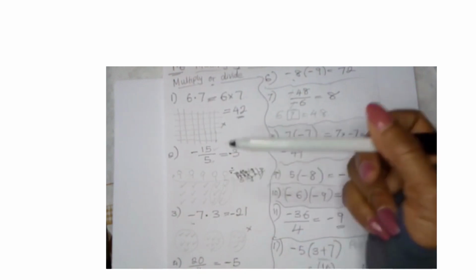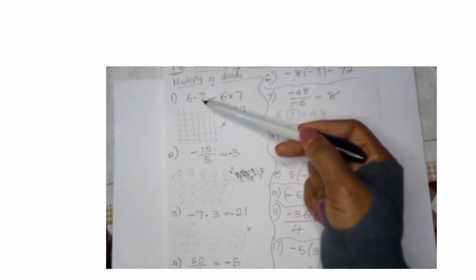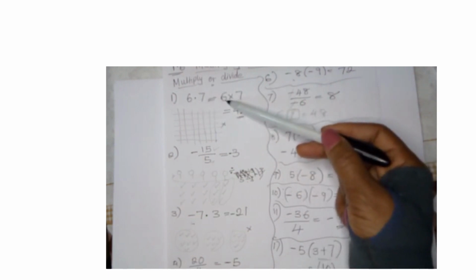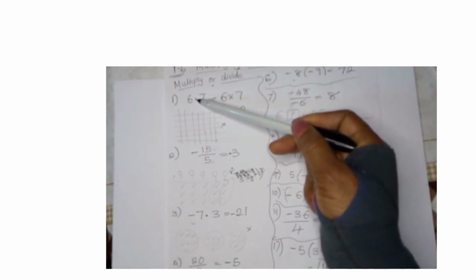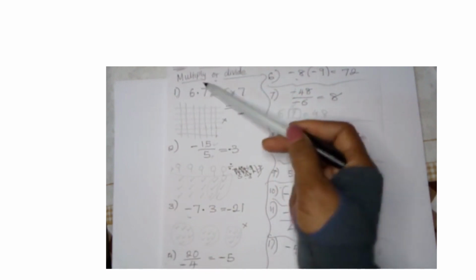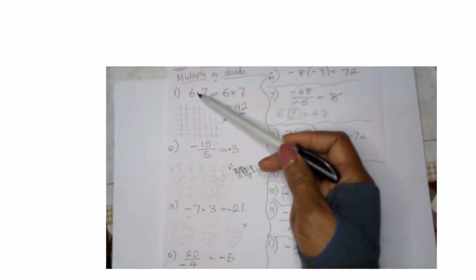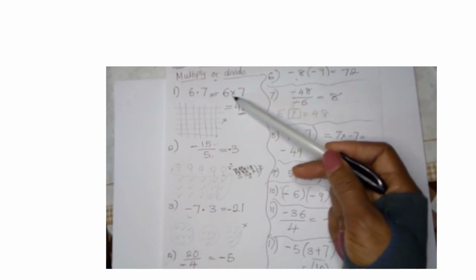So, multiplying and dividing integers, multiply or divide. This is lesson 1.6. You have 6 · 7. This actually means 6 times 7. This dot in math sometimes comes as a dot, sometimes as a multiplication sign. But here, since we are talking about multiplication, this one represents multiply. So I wrote it out for you here: 6 times 7 is 42. How did I get 42?